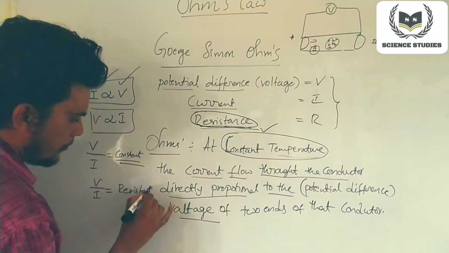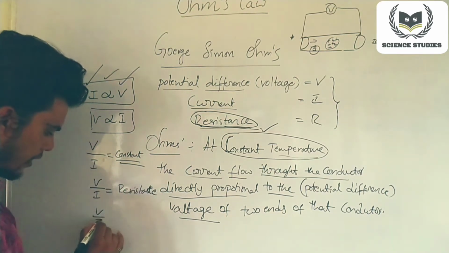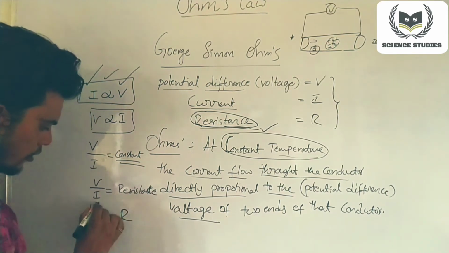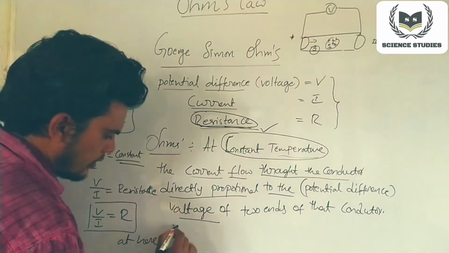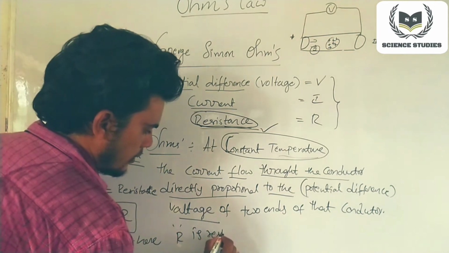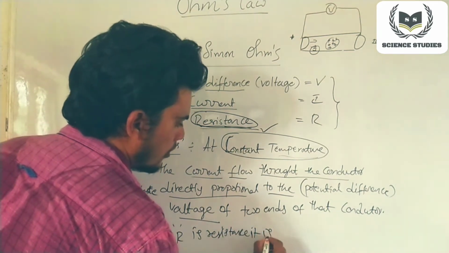Resistance is represented with the letter R. So we can write V by I equal to R. Here R is resistance. I mean it is a constant.